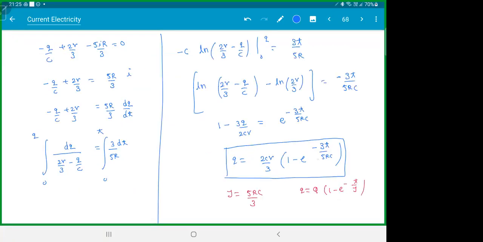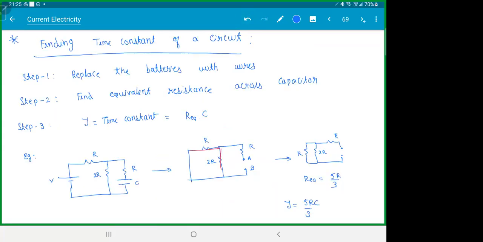What is the time constant? 5RC by 3. Did you see how fast we got it without any integration, anything? In exam, if they ask you to find time constant without integrating all this stuff, you can just find the time constant by replacing the battery with a wire and finishing it off. Have a look at this. This is how you can find time constant for a circuit. Please check the steps what you did.